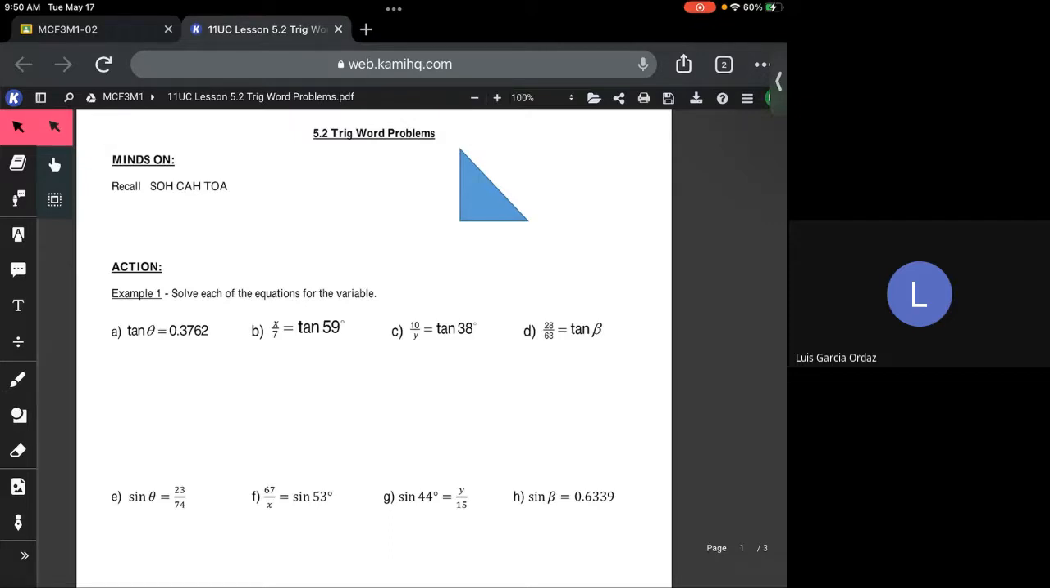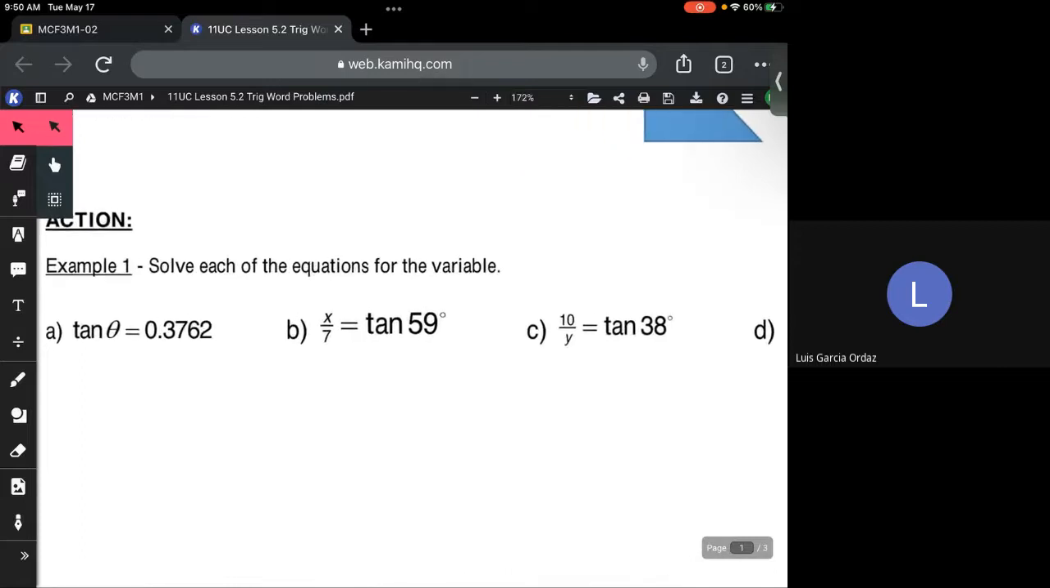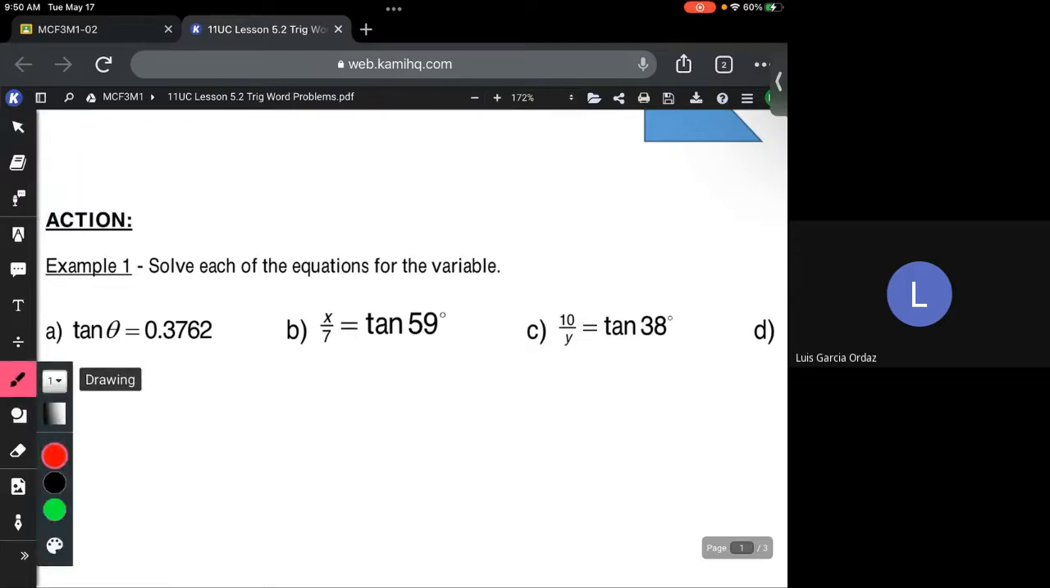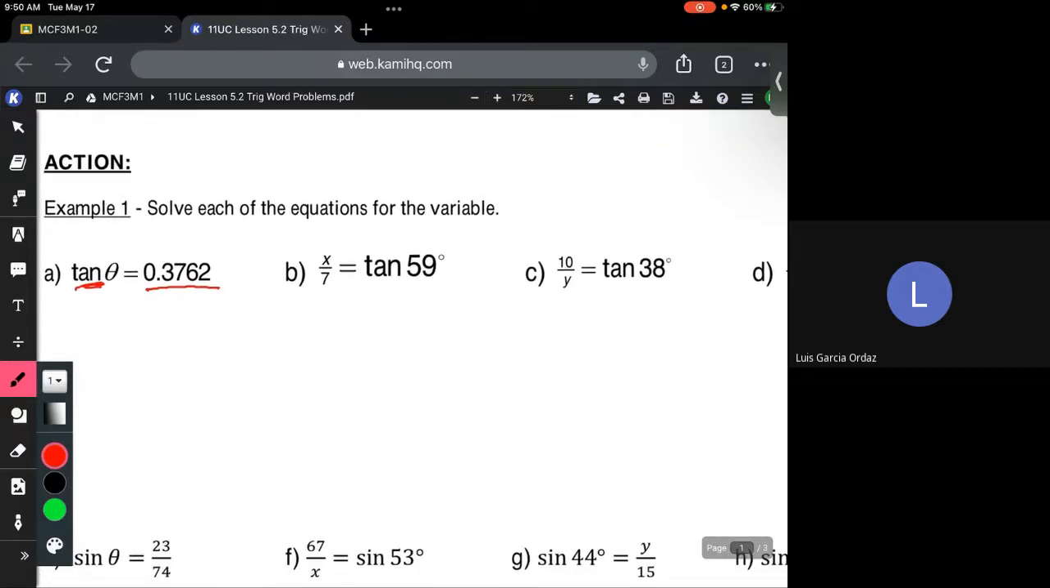So for the first one, we want to solve for each of the variables in the equation. So we have tan theta. You can use A, B, C, D, any letter, but you can also use Greek alphabet letters to represent angles. So we have tan theta is equal to 0.3762. Whenever you have the ratio as a decimal, what it's asking you to do is to find the angle. So how do we find the angle using our calculators? What do we have to do?